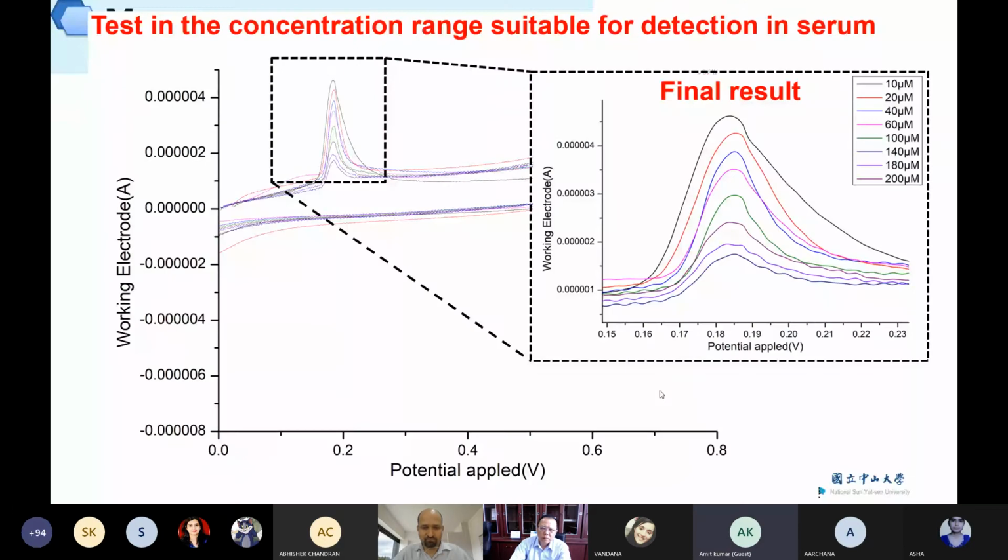After the preliminary test, we tried to use this sensor to test whether we can use it for detection in serum. And this is the final result. We have a very linear graph from about 10 micromolar to 200 micromolar concentration of creatinine.